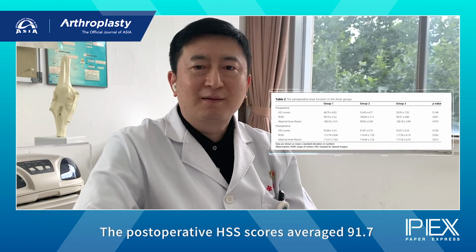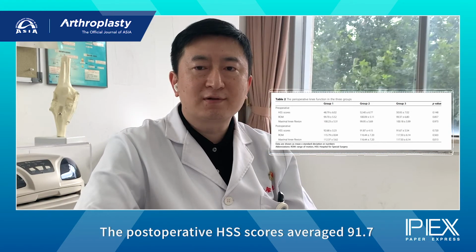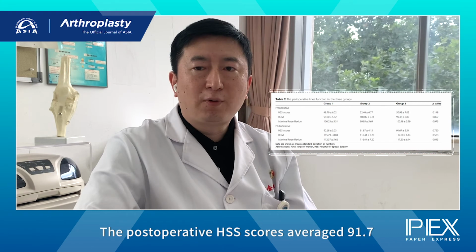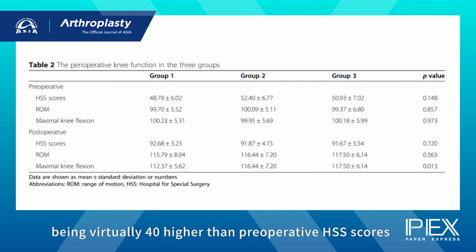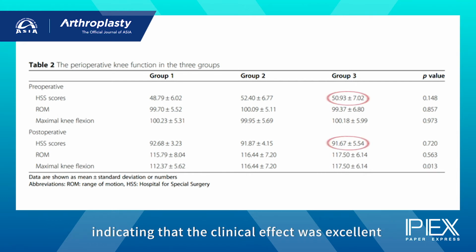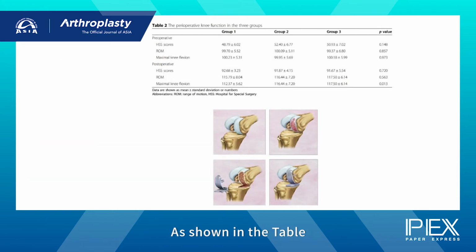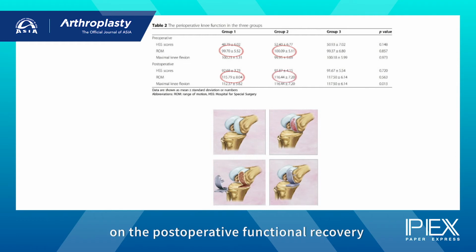in Group 3. The post-operative HSS scores averaged 91.7 at the last follow-up, being virtually 40 higher than the pre-operative HSS scores, indicating that the clinical effect was excellent. As shown in the table, we are ready to draw the conclusion that the PTS exerts little effect on the post-operative functional recovery after medial UKA in a certain range.